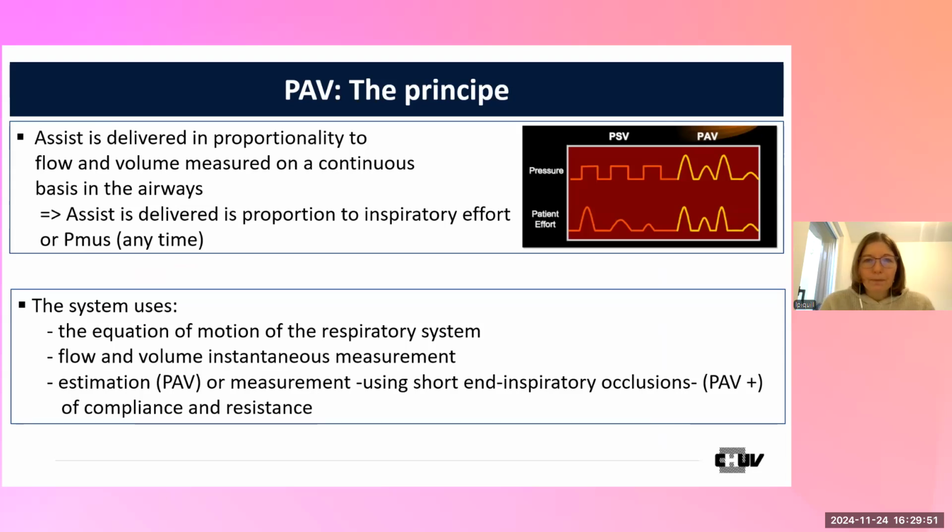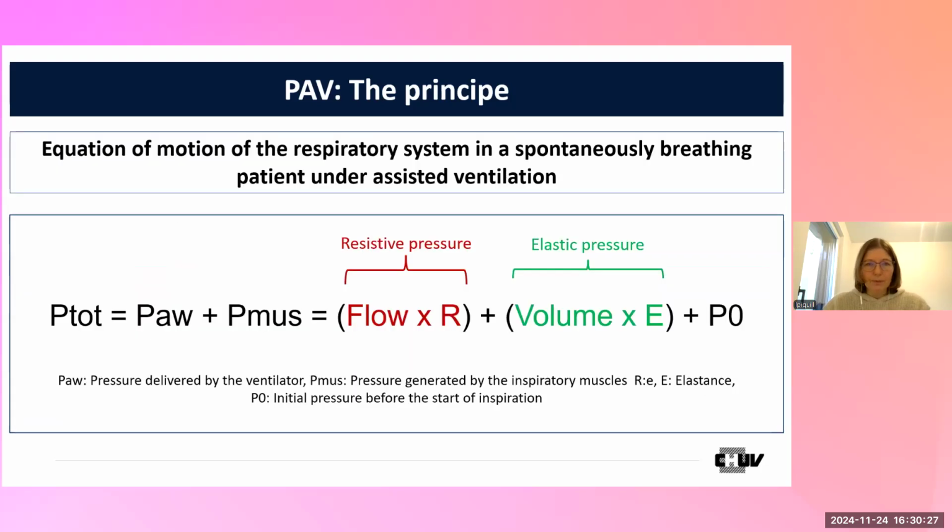How does it work? Basically, the system continuously measures the flow and the volume that is delivered in the airways. It measures or estimates, depending on the system, compliance and resistance, and based on all this information, the system assesses the inspiratory effort of the patient and delivers assist in proportion to this effort, which is the muscular pressure of the inspiratory muscles. I'm going to describe in more detail how it works.